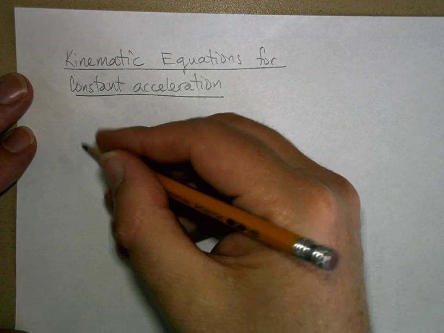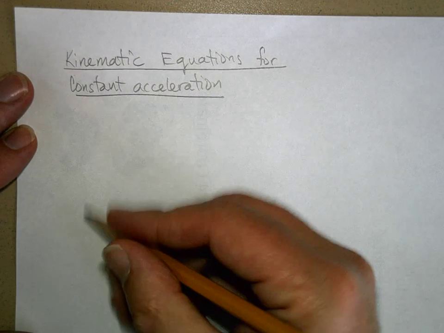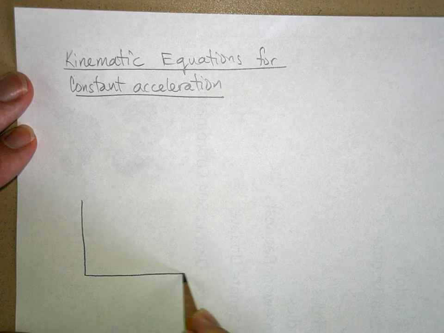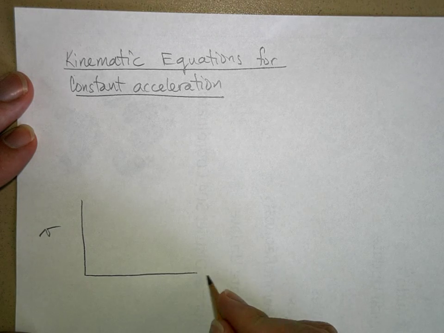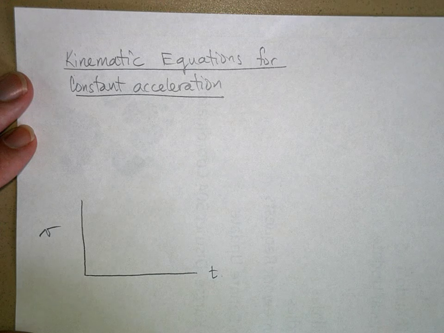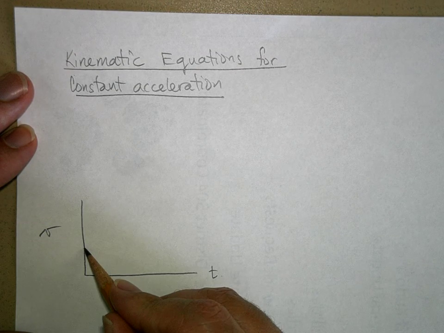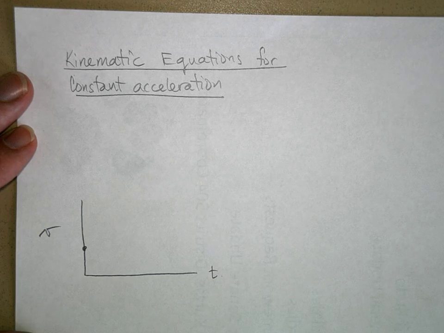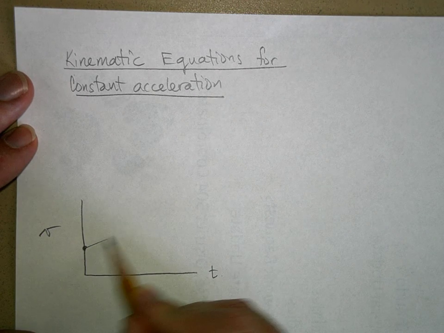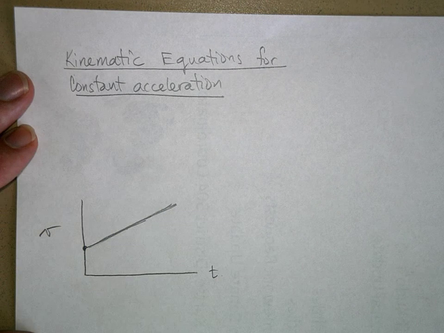So we have a situation like this, and I'm going to leave some space above here. I'm going to draw a velocity versus time graph. Okay, so I've got a situation where my velocity, let's say I have some starting velocity that isn't zero, and I increase that velocity at a steady rate.